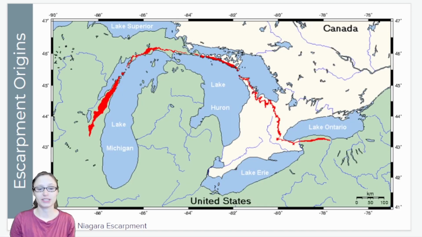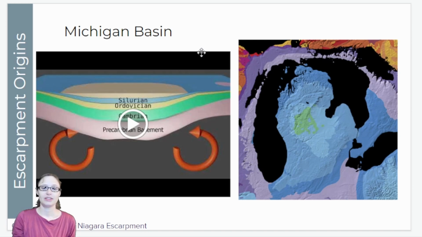And what the escarpment is, essentially, is a series of cliffs. And that's because of really how the escarpment came into existence. It's fundamentally related to a specific rock unit that is found around the edges of something called the Michigan Basin. And the Michigan Basin is basically a bowl-shaped collection of sedimentary strata.